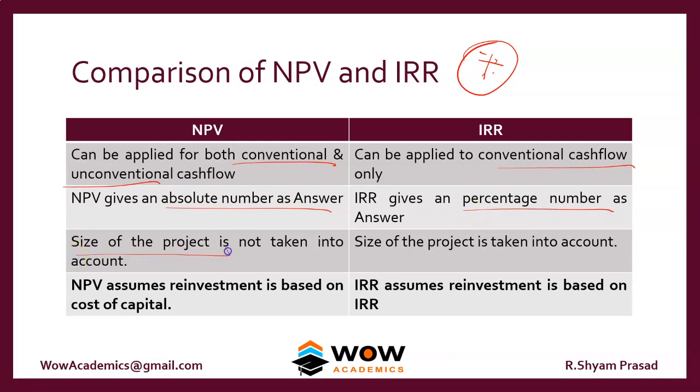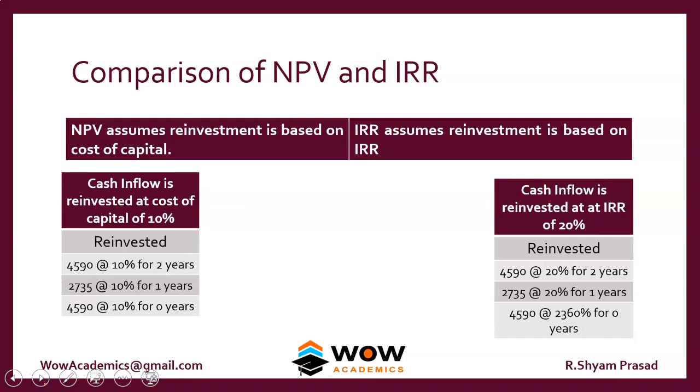NPV does not take the size of the project into account, but IRR takes the size of the project into account. NPV assumes that cash flows are reinvested at cost of capital. IRR assumes the cash inflows are reinvested at IRR. What is this? We will just see later. So we'll see the reinvestment pattern here.